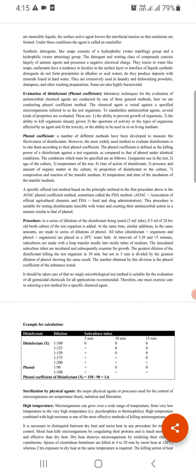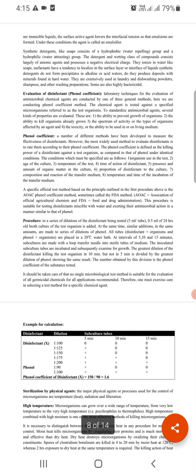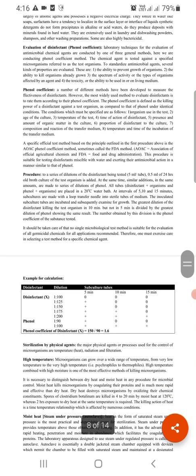In the previous lectures, we have discussed the chemical disinfectants, that is phenol, alcohols, halogens, heavy metals, quaternary ammonium compounds, gaseous aldehydes, gaseous sterilizing agents, and soaps. So, in this lecture, we will discuss the evaluation of disinfectants, or in other terms, the phenol coefficient.